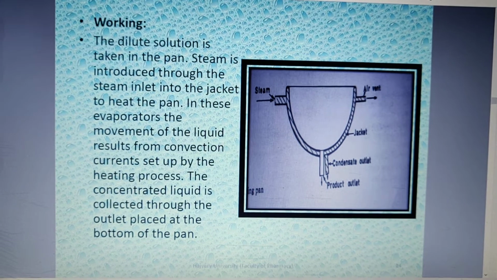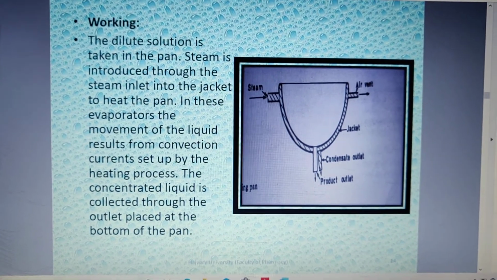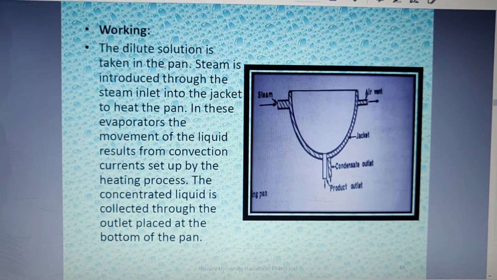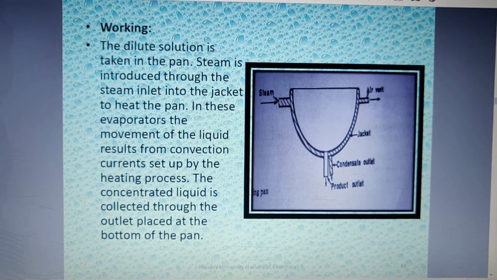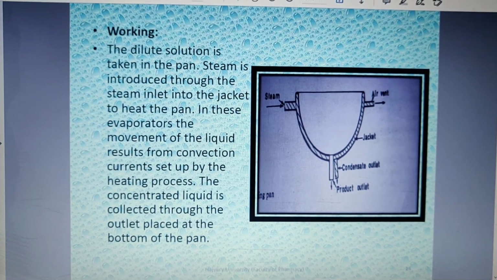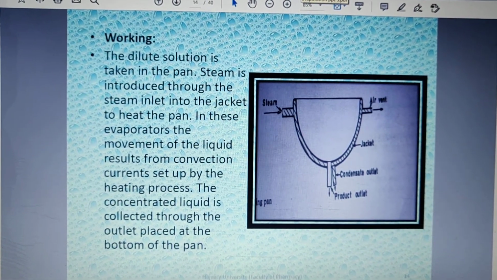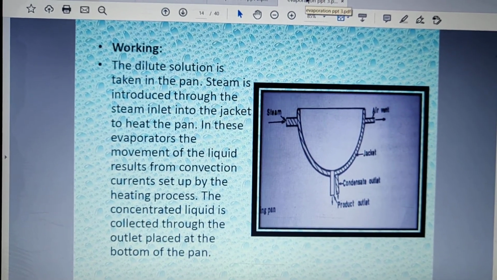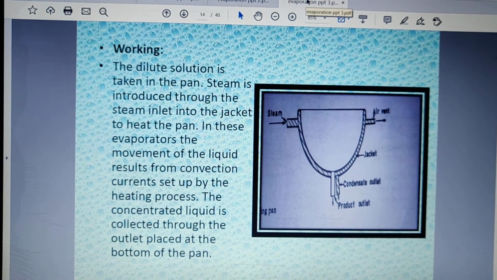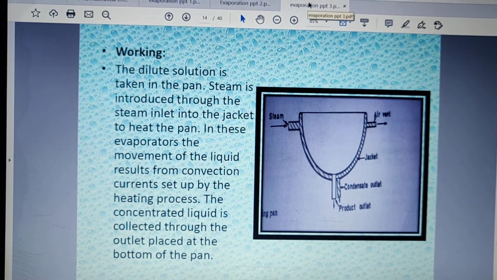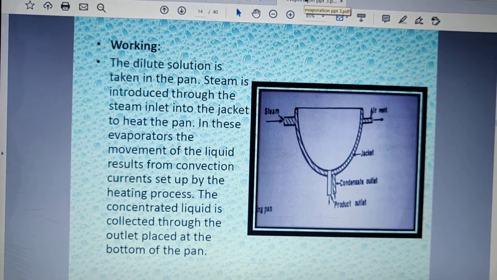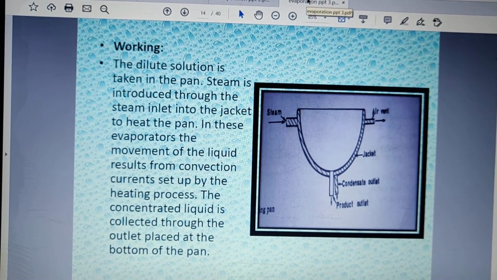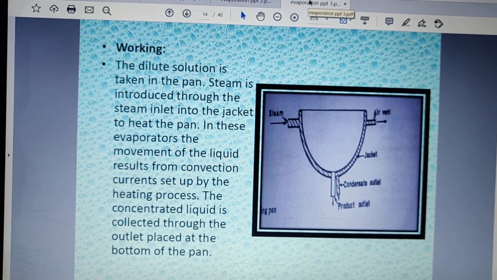In these evaporators, the movement of the liquid results from either convection or conduction. All these three modes of heat transfer have slight differences: conduction, convection and radiation. You can have a look in the chapter on heat transfer. I will tell you that in detail later. The concentrated liquid is collected through the outlet placed at the bottom of the pan.